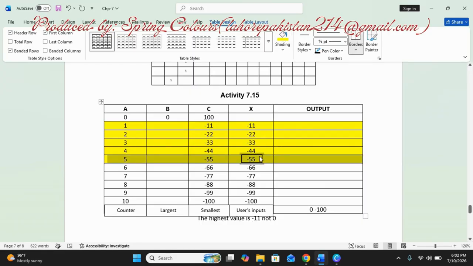This minus 55 will be compared with the previous 0. As it is lesser than 0, nothing will be stored in B because B is storing the largest values. But minus 55 is compared with the previously saved minus 44, and it is lesser than minus 44. So it will replace minus 44 because C is storing the smallest values, and the counter will increase to 5. Then in the sixth iteration, the user will give a value of minus 66.